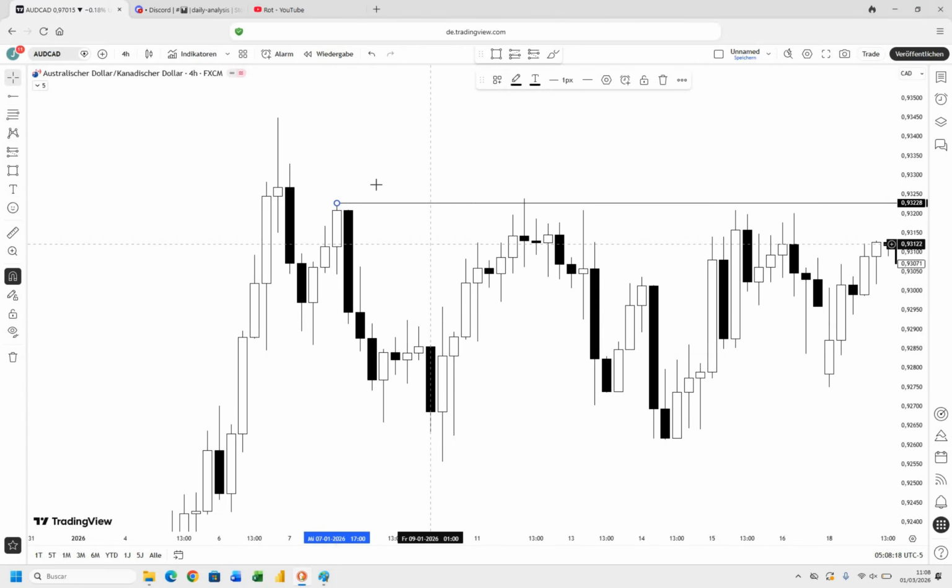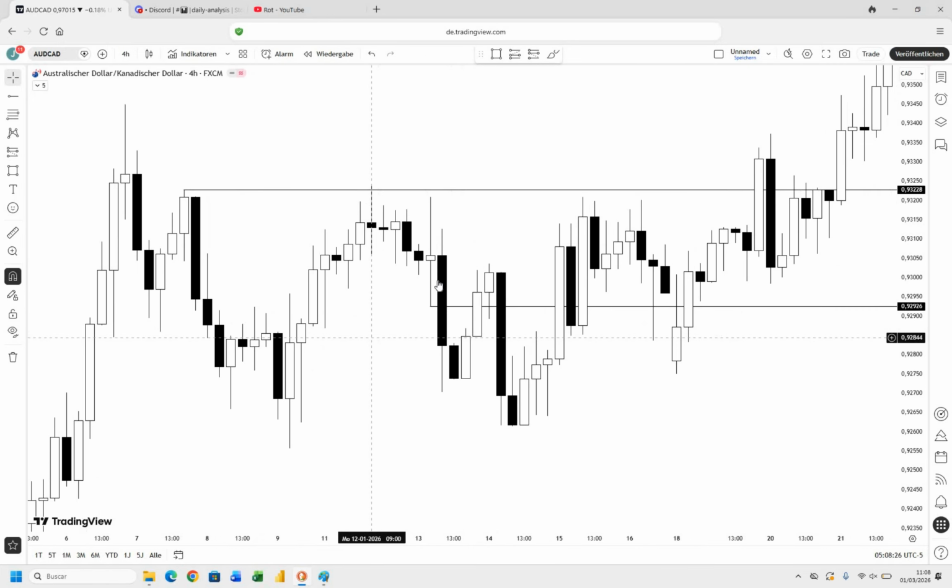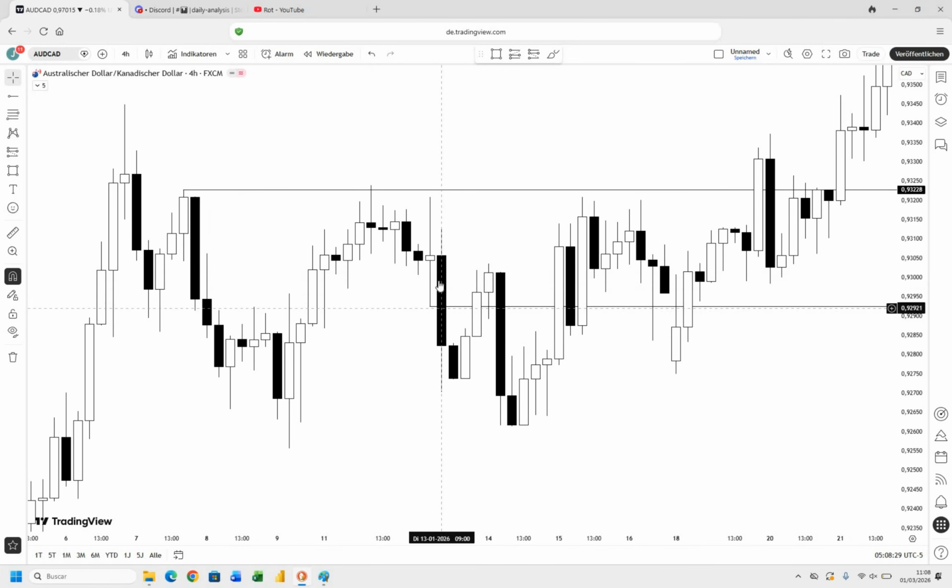What do we have here? For example, here we have a liquidity sweep. Then we need a break of structure. Where do we have the break of structure? We have it right here with this huge candle. So what are the candles between those two? It's actually just this white candle and the black candle. In this case the white candle is the highest one.